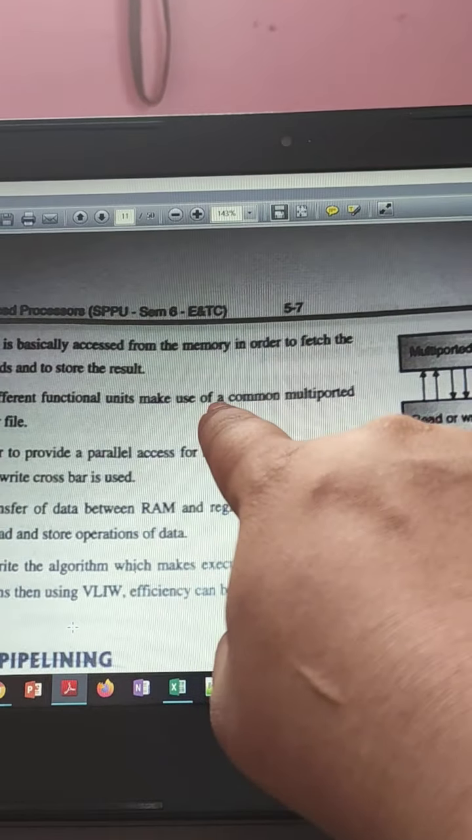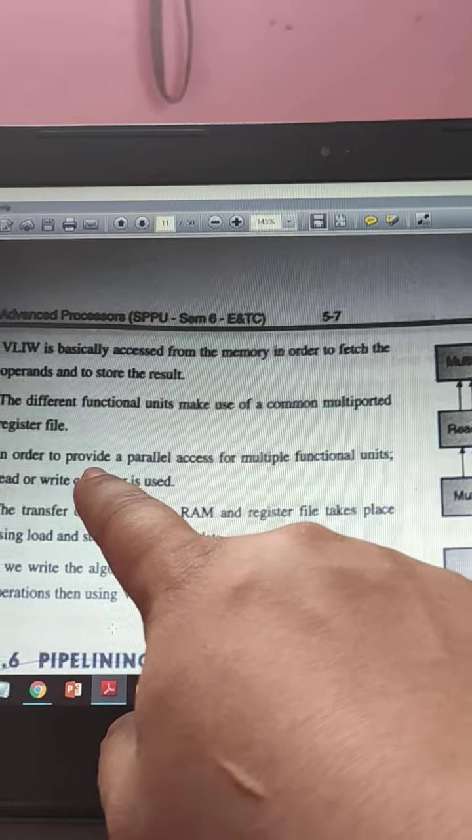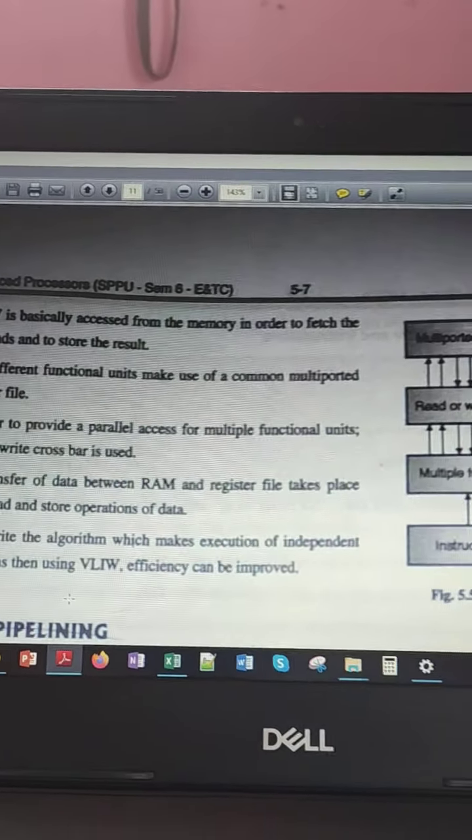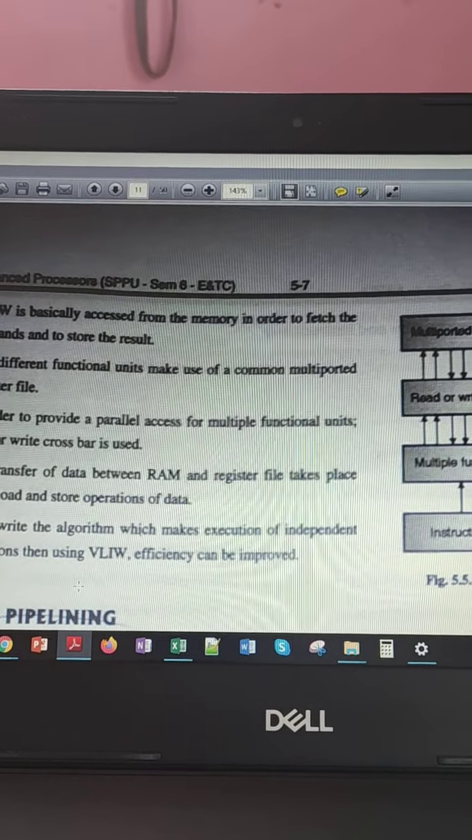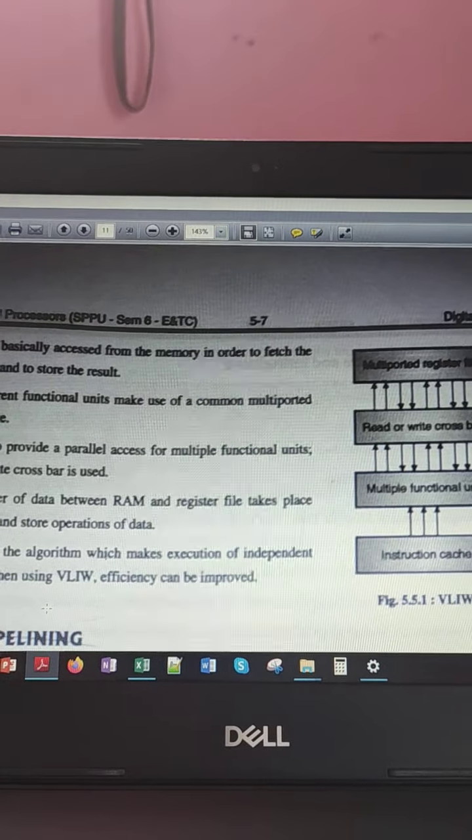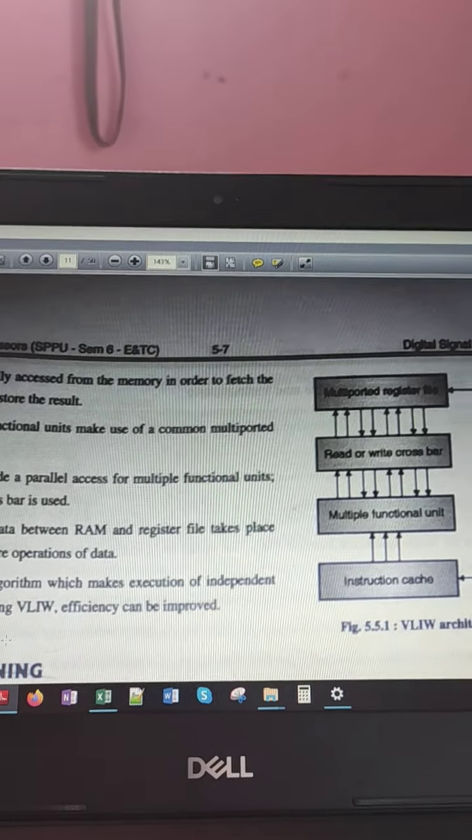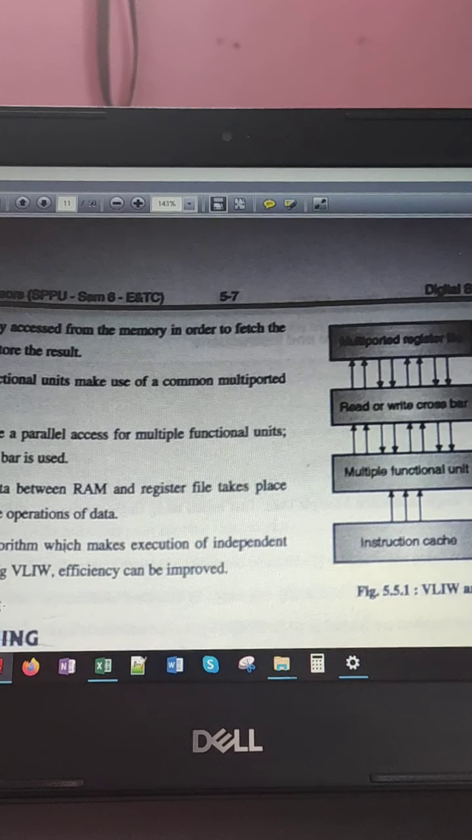The different functional units make use of a common multi-ported register file. In order to provide parallel access for multiple functional units, a read or write crossbar is used, and the transfer of data between RAM and register file takes place using load and store instructions. If we write an algorithm which makes execution of independent operations, then using VLIW the efficiency can be improved. So this is a short note on VLIW, very long instruction word. The TMS320 processor uses that architecture, and this is nothing but VLIW.